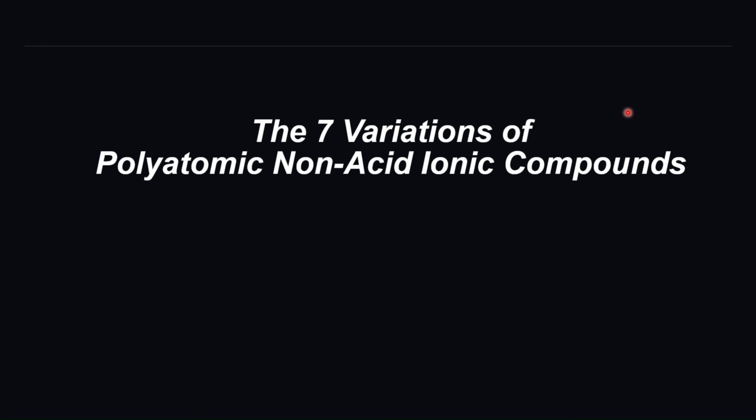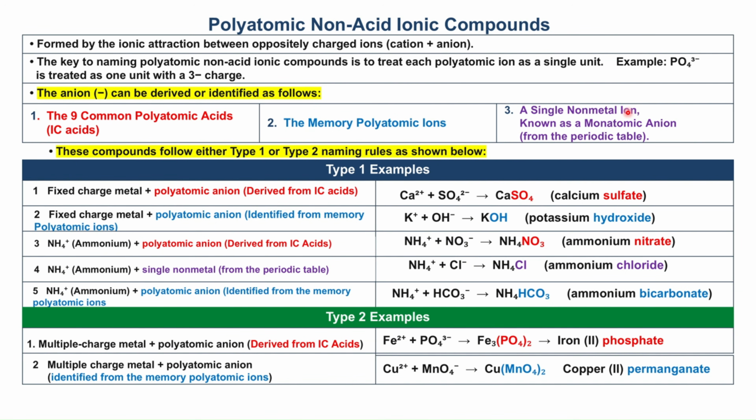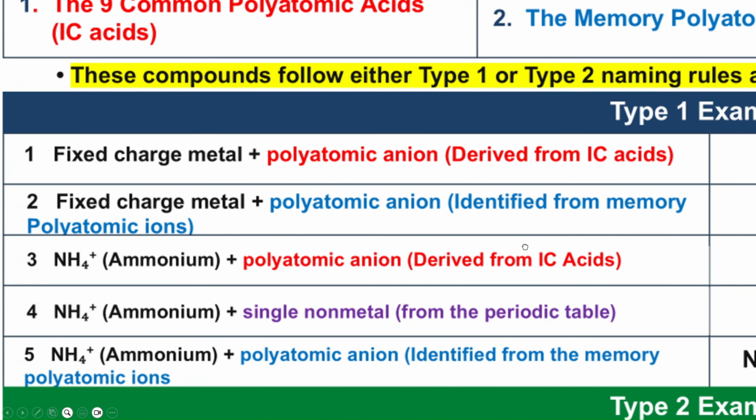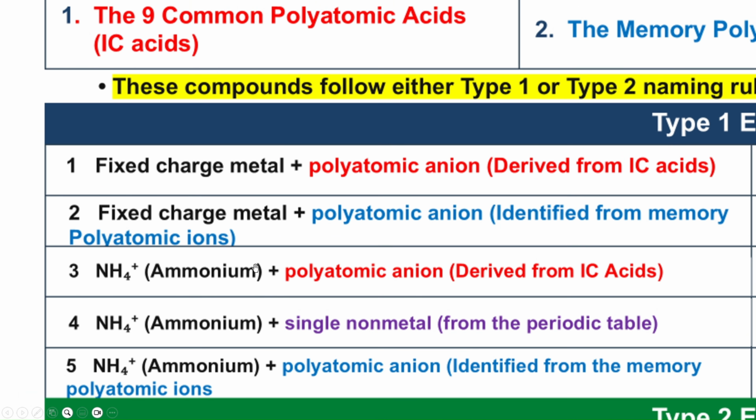In this video, I'm going to work through multiple type 1 polyatomic non-acid ionic compounds, going from formula to name and from name to formula. I'm going to specifically focus on type 1 compounds that consist of ammonium combined with a polyatomic anion, where that anion derives from one of the 9 ic acids.